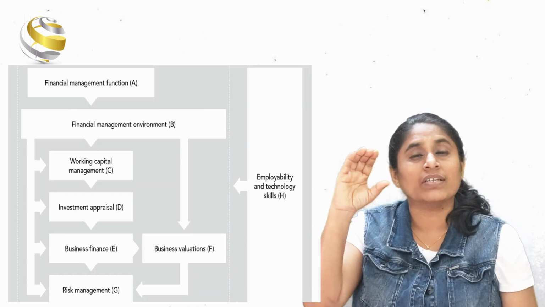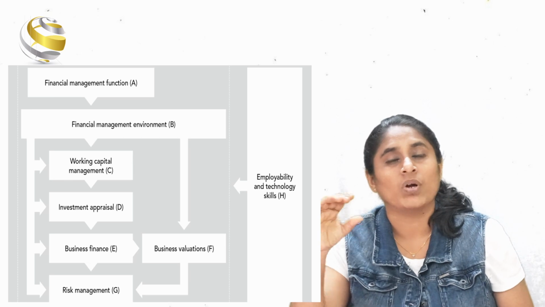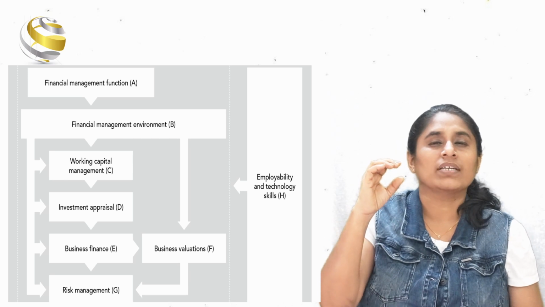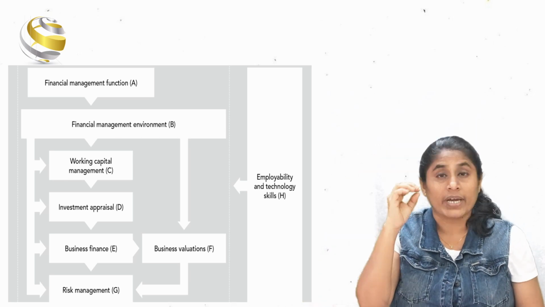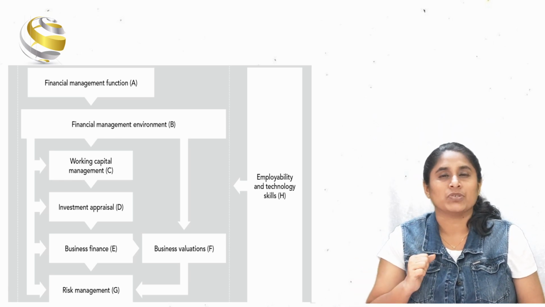With that, we have covered the 7 parts of the syllabus of F9 ACCA. I'll just show you the flow chart of ACCA, which almost reveals what they intend by this course. First and foremost, we have to have an understanding of the financial management function, and then an understanding of what the environment of financial management is. It has 2 separate parts. One constitutes the elements called working capital management, investment appraisal, business finance, and risk management. The other part is the valuation of business. So all these together form financial management.